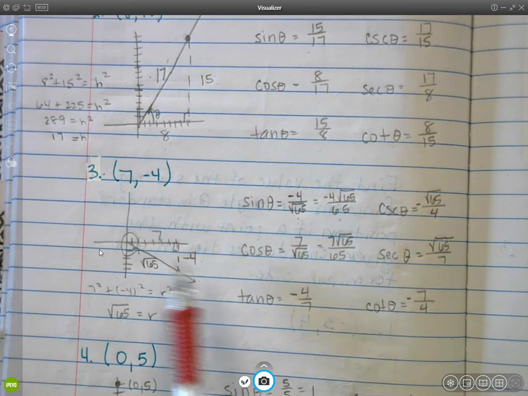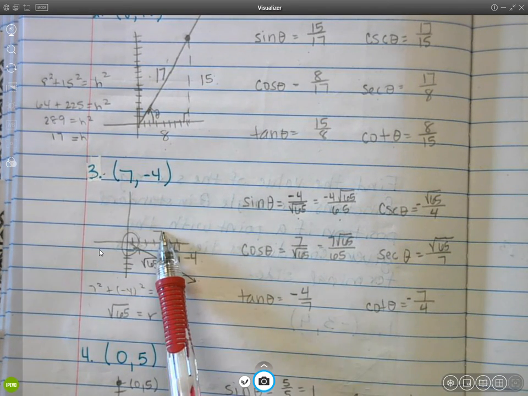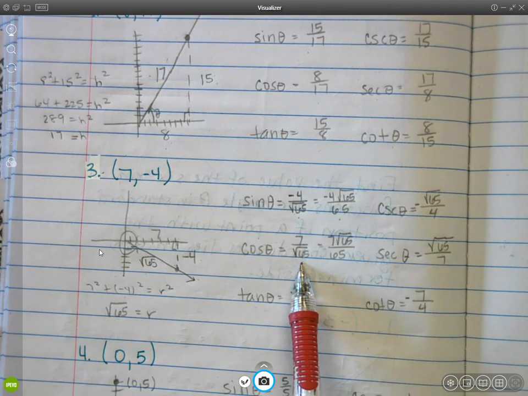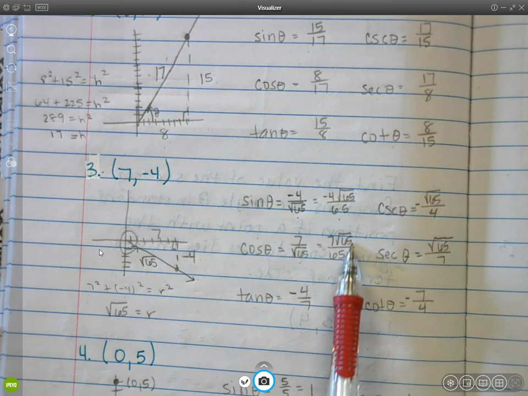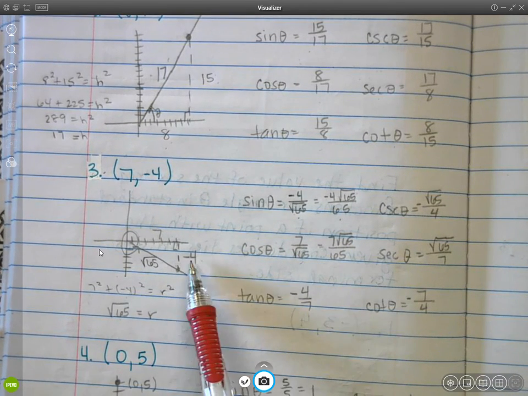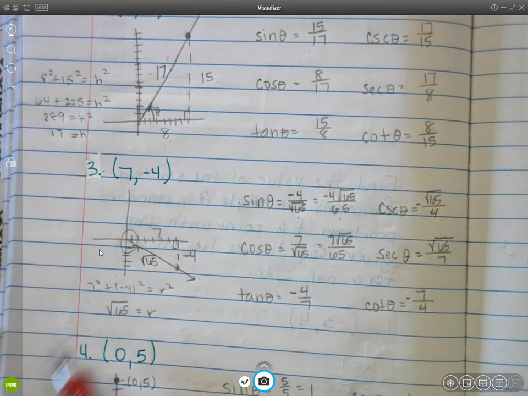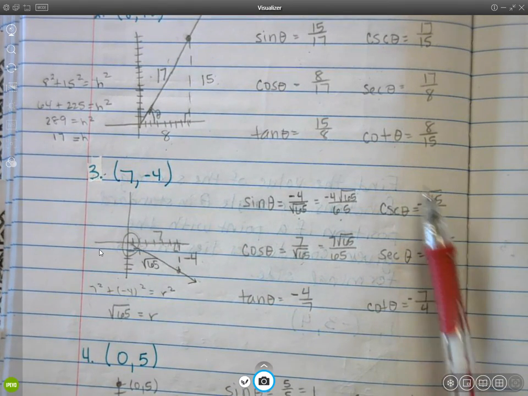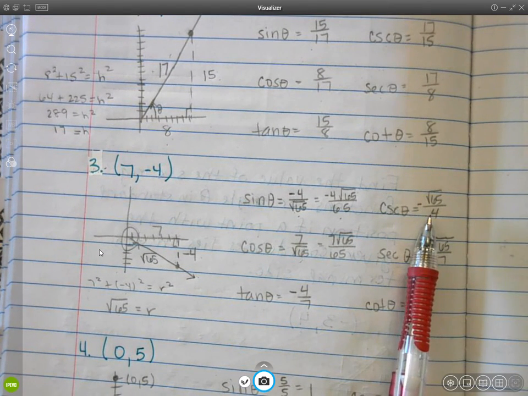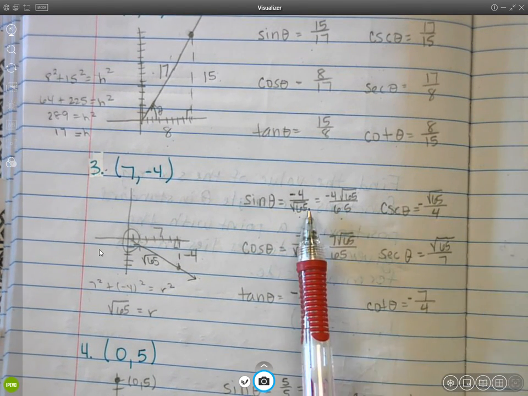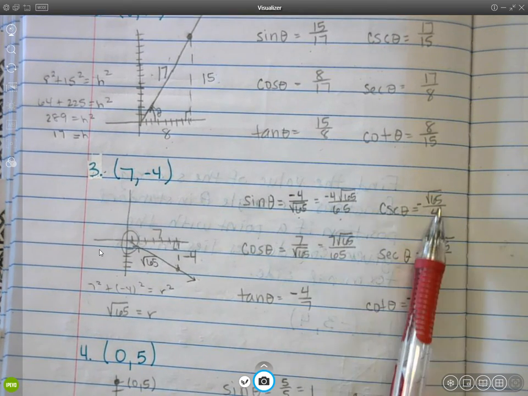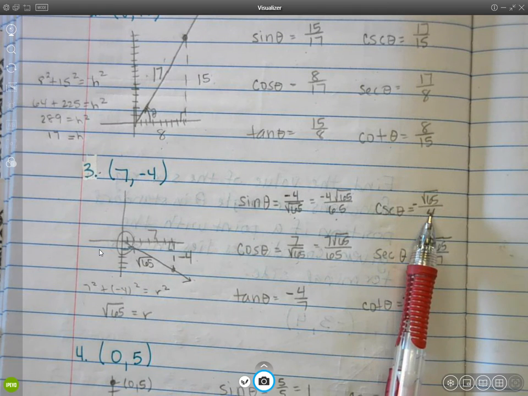For cosine, it's going to be the adjacent over hypotenuse, so 7 over the square root of 65. And again, we rationalize, so move the radical to the top, lose the square root on the bottom. Tangent is just the opposite over the adjacent, so negative 4 over 7. And then for the other three, it's just the reciprocals. And remember that we discussed earlier in a different lesson that we can take the one where the radical was on the bottom and flip it so that we don't have to rationalize when we do the reciprocal.